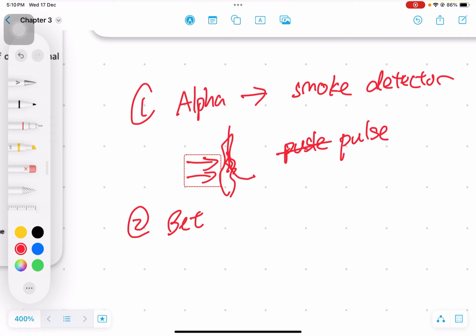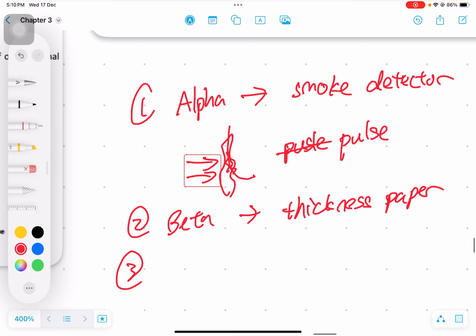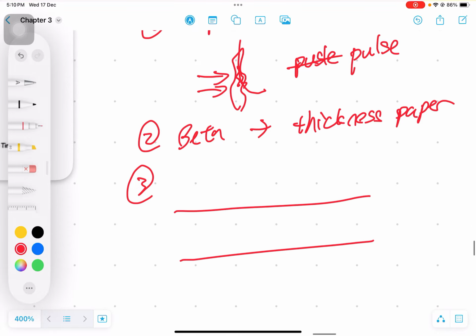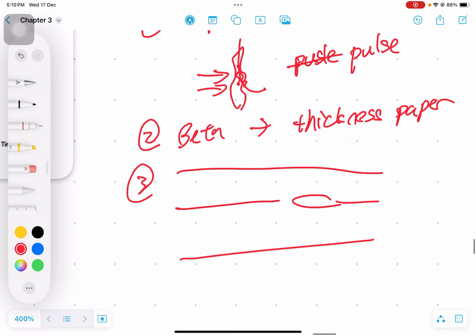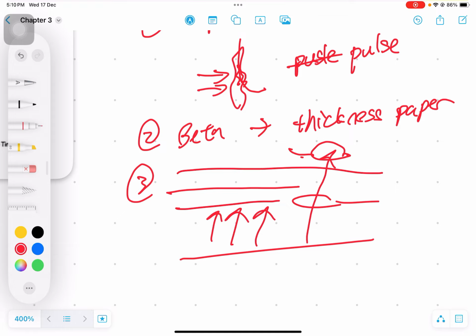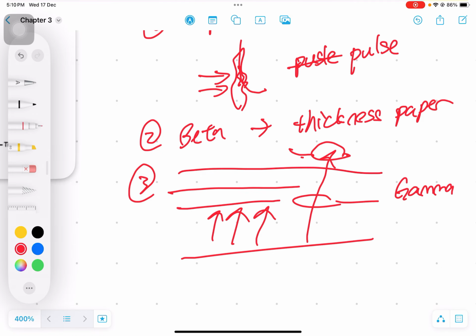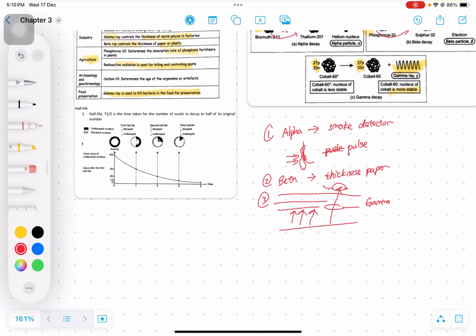For beta, we use it for thickness. Okay, determine the thickness of paper. And gamma usually determines underground sewage, we can say the leakage or hole of a pipe underground, because when the pipe is intact, the gamma cannot come out, but if there's a hole, it can come out and be detected on top. So usually gamma is used to detect the leakage of pipes. Okay, so basic usage of radiation.